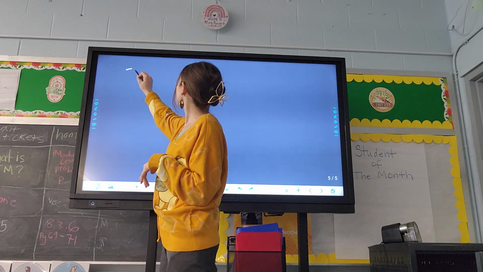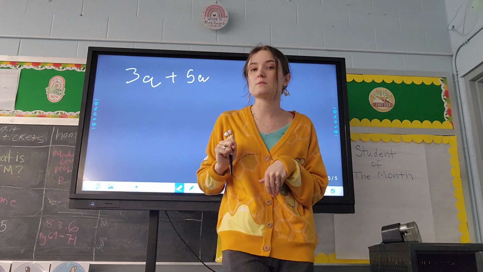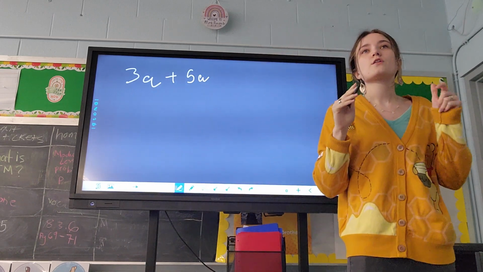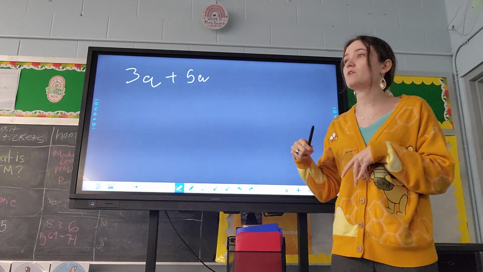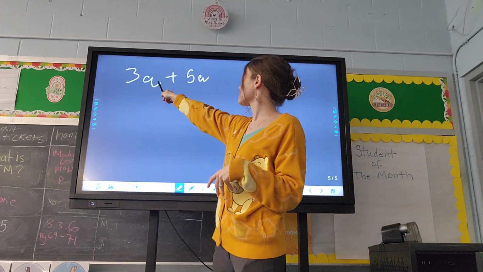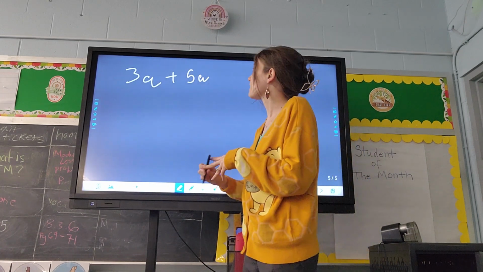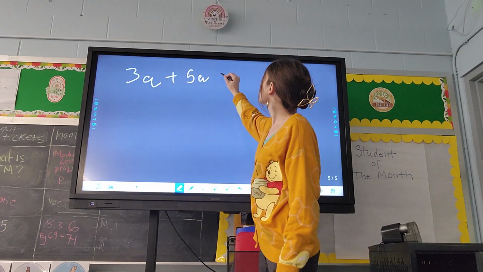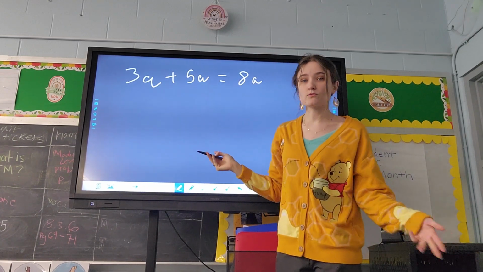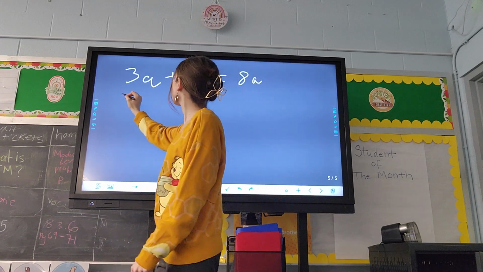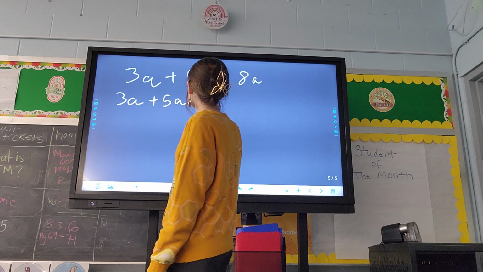Now, I'm going to write 3a plus 5a. This is a math problem we just did with my students actually. We're just going to add them together. They're what we call like terms because they both have an a that's not squared, not cubed, nothing, just a. So 3a plus 5a is going to equal 8a. Simple, right?